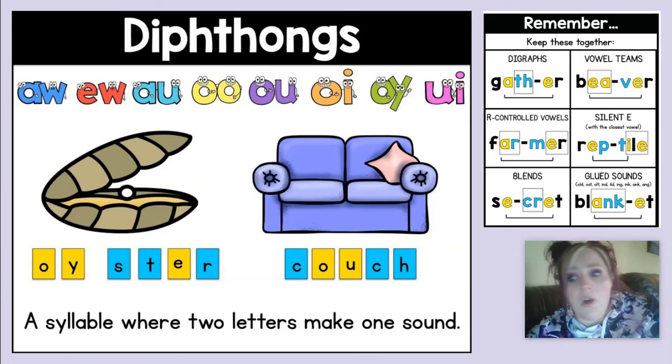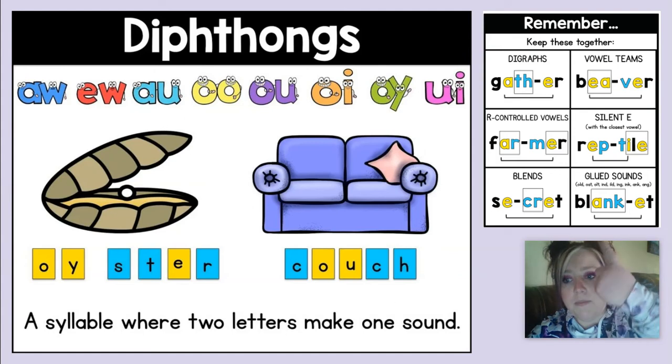Sometimes they also go with vowel teams, but a syllable where 2 letters make one sound. Okay, so we talked about how vowel teams sometimes are called letter combinations because AW sometimes gets grouped in with vowel teams, but W really isn't a vowel. And it doesn't really fit the rule because AW says "ah," and it doesn't do the first vowel does the walking, second vowel does the talking. So this is technically a diphthong, but it goes with the vowel team rule.